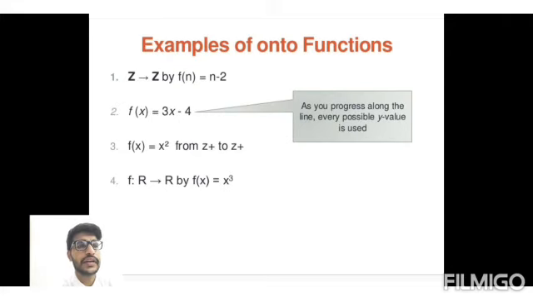An example of an onto function: f from Z to Z, f(x) is equal to 3x minus 4. As the graph goes along the line, every possible y value is used.